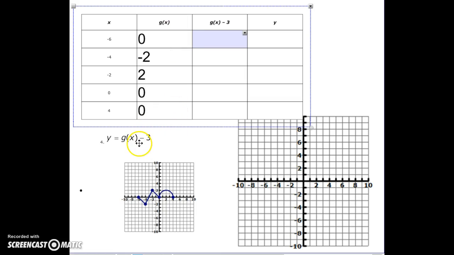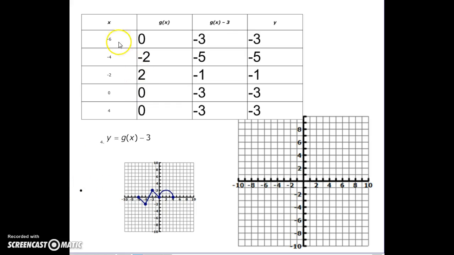Moving to subtracting the y's. We have our x values, we have our outputs. So we're going to be subtracting 3 from each of these outputs. Negative 3, negative 5, negative 1, negative 3, negative 3. And your y's are going to match those. So you're graphing your x's and your y's. So negative 6, negative 3. So now I've shifted the function down. So changing the y's by subtracting, you shift the function down.